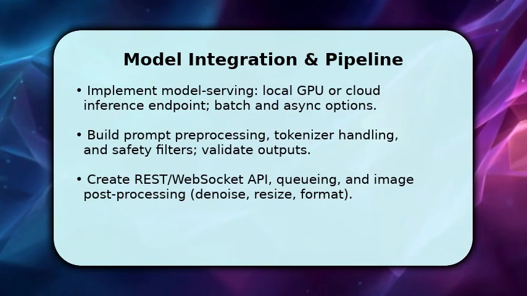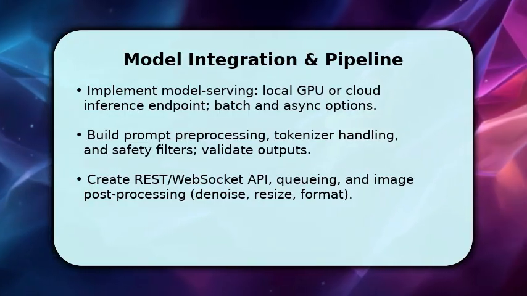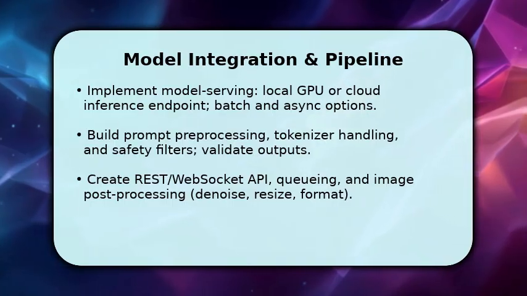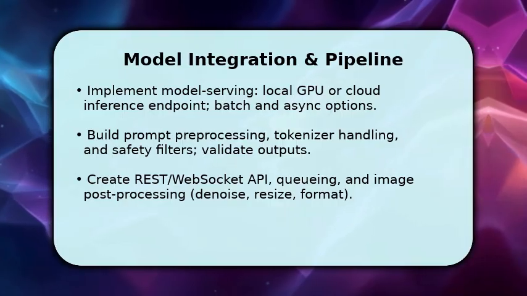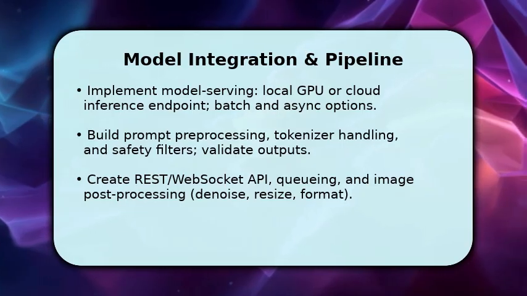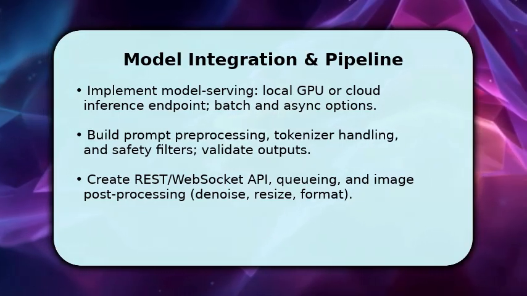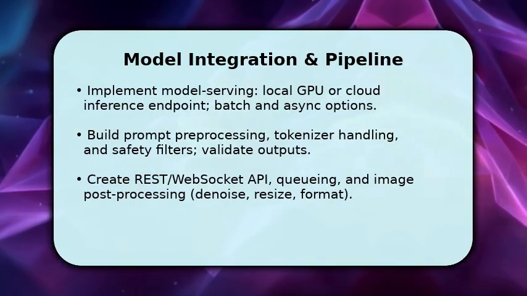Now you wire the model to app logic and explain why each component matters. Deploy the model as a local service on GPU or to a cloud inference endpoint. Choose batch or async serving depending on latency needs. Implement prompt preprocessing, tokenization, and safety filters so inputs are consistent and safe. Test sample prompts to catch failure modes.